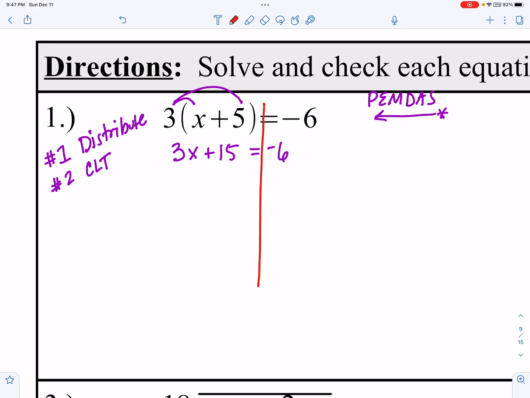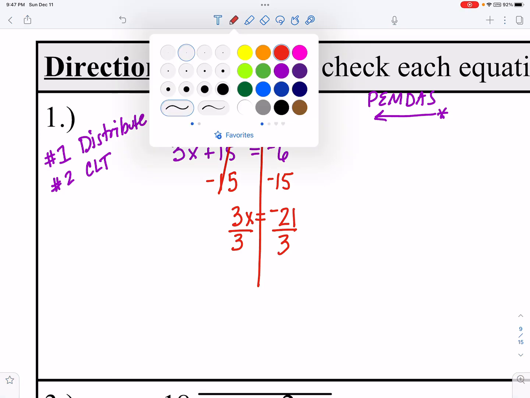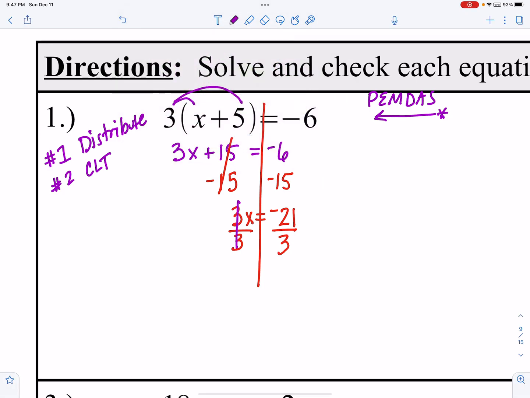separate my space here. We'll go ahead and do the inverse operation here and undo the add 15 by subtracting 15 to both sides. When we do that, we create a 0 pair, and we end up with 3x equals -21. And then we're going to do the opposite of the 3 times x and divide by 3 on both sides. Once we do this, we create one whole, and with the identity property of multiplication, we're just left with x equals -7.